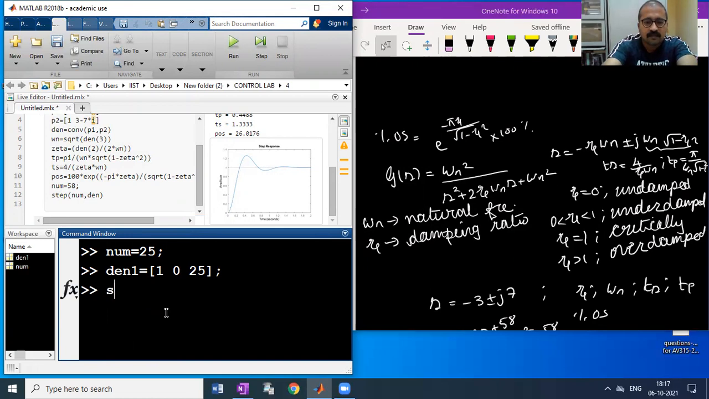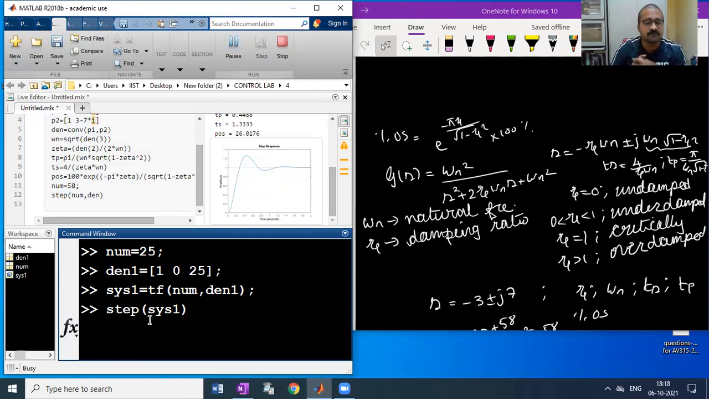Then I will call my sys1 as TF of num comma den1. What is that? It means 25 divided by s square plus 25. Why is the output not displayed here? Because I added a semicolon after this command. Otherwise it would have displayed sys1 equals 25 by s square plus 25. Now the command is step of sys1.